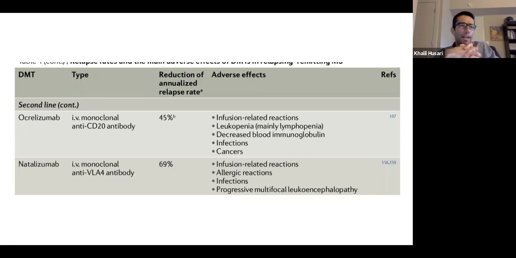Same thing with natalizumab. So as you know, natalizumab is a monoclonal antibody against the VLA4 antibody. And the big thing with natalizumab is progressive multifocal leukoencephalopathy. So it came in, I think, in the late 90s, early 2000s. It was revolutionary. Everyone loved it. It was great. And then they discovered that it causes PML, or progressive multifocal leukoencephalopathy. So it was withdrawn from the market for a couple of years.